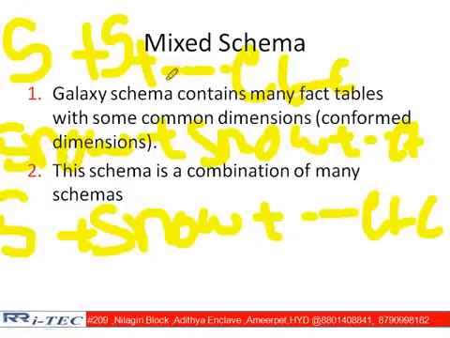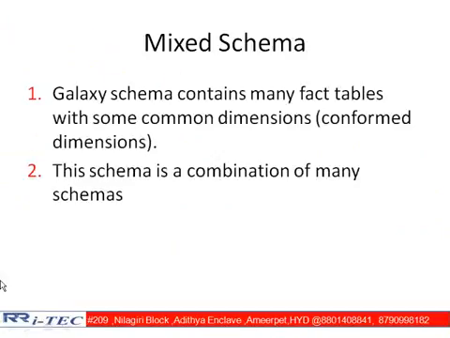N number of snowflakes is called as what, sir? Mixed schema. N number of stars plus n number of snows is called as what, sir? Mixed schema. Right. Out of these all things, what is the famous mixed schema, sir? Multiple stars is a famous mixed schema.